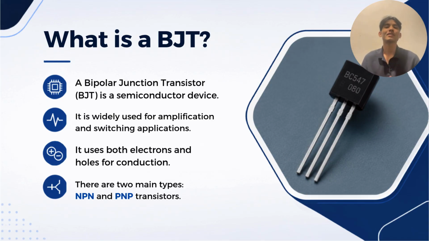To begin the technical discussion of the study, firstly, let's look at the bipolar junction transistor or BJT, which is one of the transistor technology considered in this comparison. A BJT is a semiconductor device that is widely used for amplification and switching application. It uses both electrons and holes for conduction, which is why it's called bipolar. And there are two main types of BJT, namely NPN and PNP.